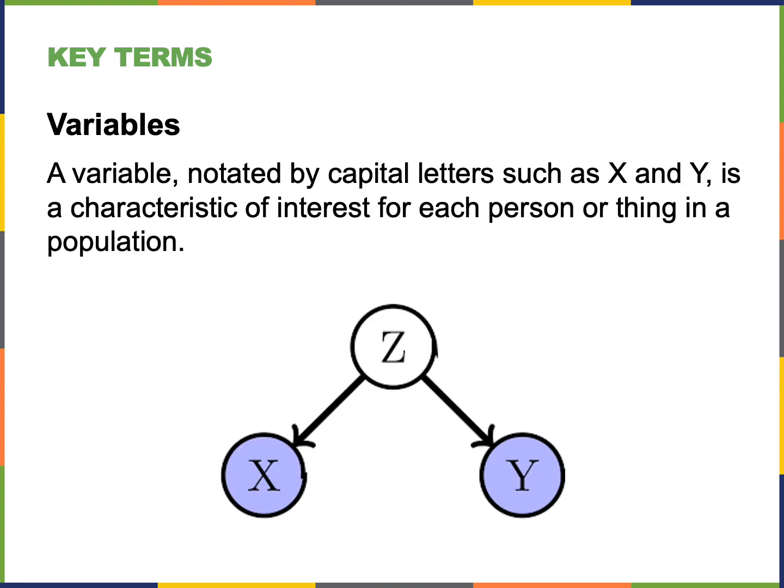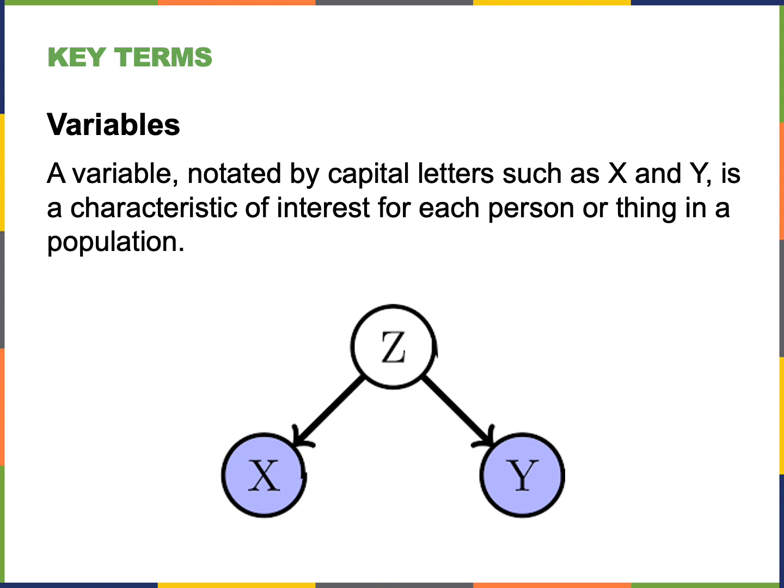Variable. A variable can be notated by a capital letter, such as X or Y. It's something of interest for each person or thing in a population. And you might think, well, that's kind of general or that's kind of broad. But yes, variables are broad. You may have been introduced to the word variable in an algebra course, right? Let's solve for X. It's sort of like that, but it can be more broad because it doesn't necessarily just mean a number. It's just something, it's a characteristic.